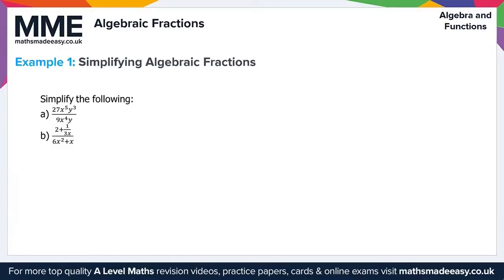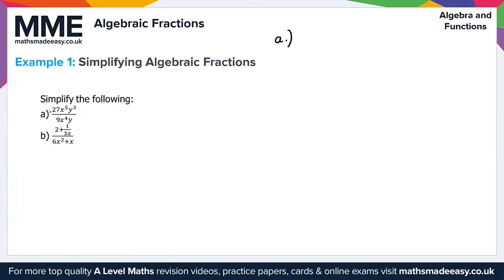In this first example video on algebraic fractions, we're looking to simplify the following a and b expressions here. So if we start with a first, what we've got is 27x to the 5 y cubed over 9x to the 4y. What I'm going to do here is treat this in three different parts.